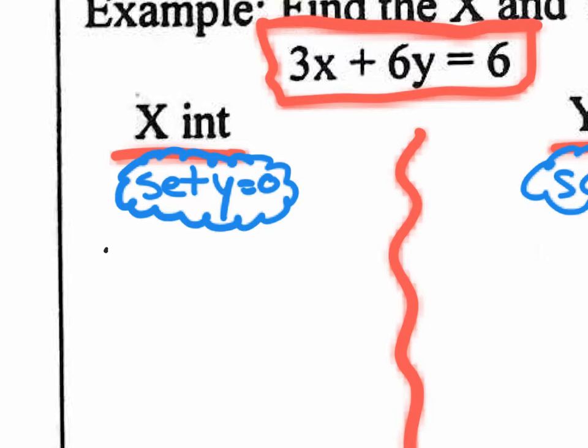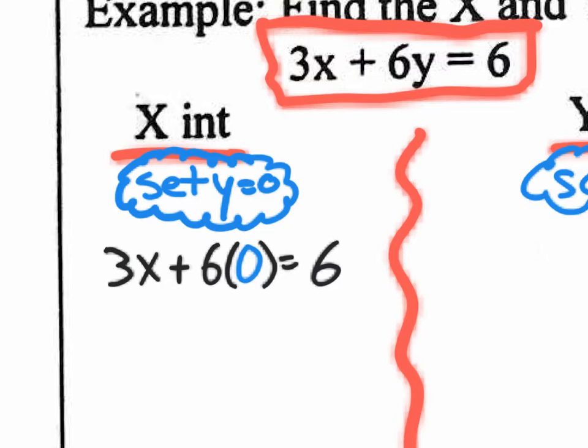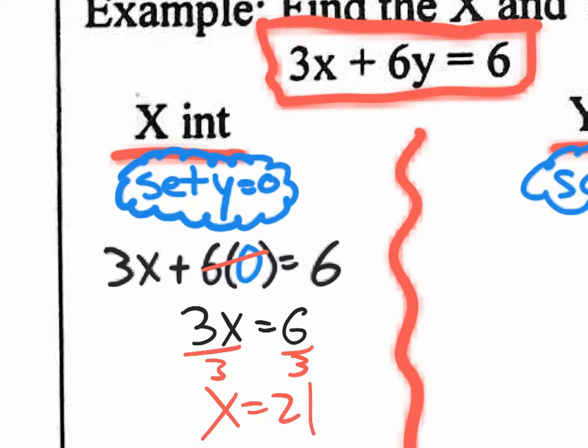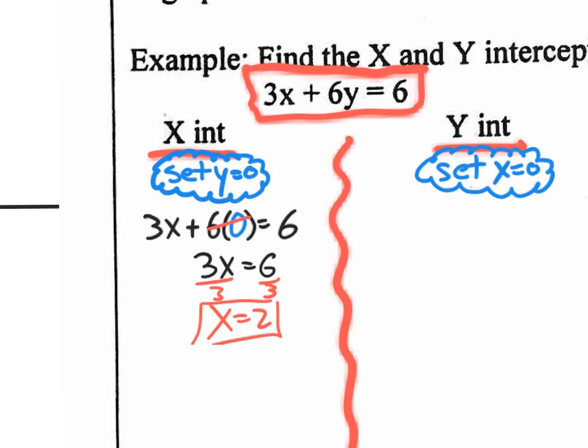So it's going to be 3x plus 6y, but I'm going to plug in a 0 right in there, equals 6. So when we work this out, 6 times 0 is what? 0. So that's just gone. What you really have is just 3x equals 6. Divide by 3 on both sides, and you get x equals 2. Ladies and gentlemen, what did we just find right now? The x-intercept.